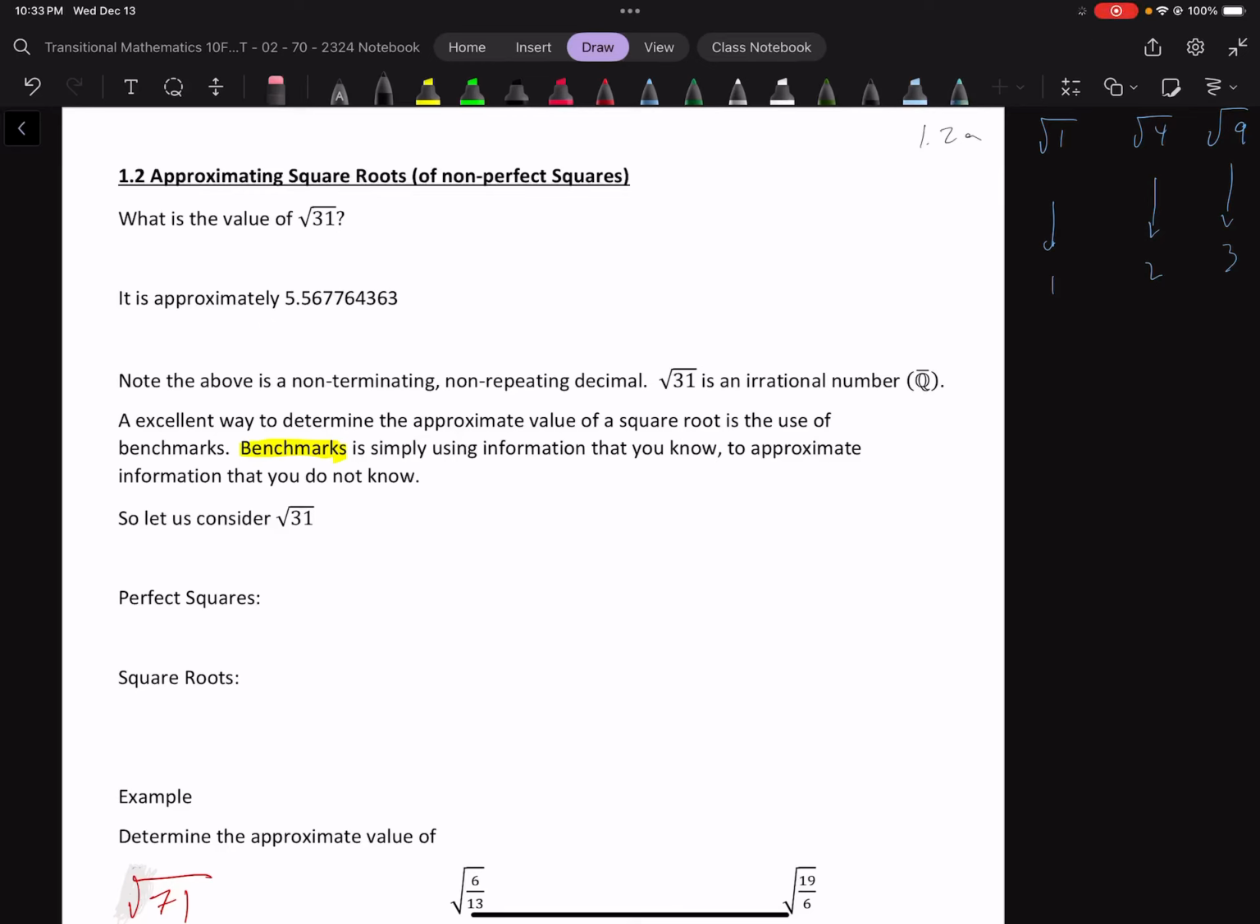We're going to be taking a look at approximating square roots of non-perfect squares. So, for example, what is the value of the square root of 31? If you enter it in your calculator, it is approximately 5.56776436. But how can we estimate the square root of 31 if there is no calculator available? So let's talk a little bit about this.